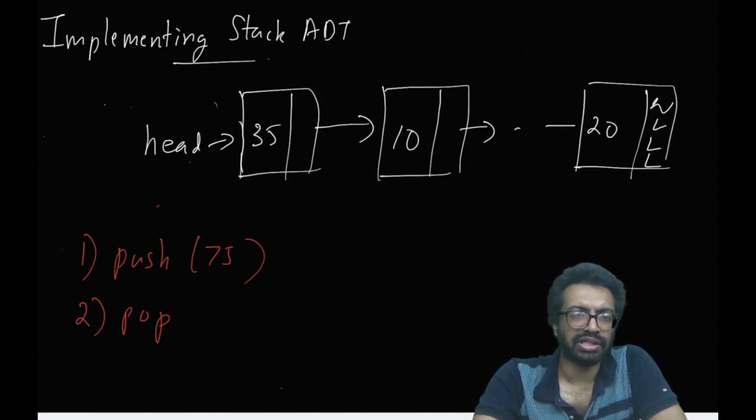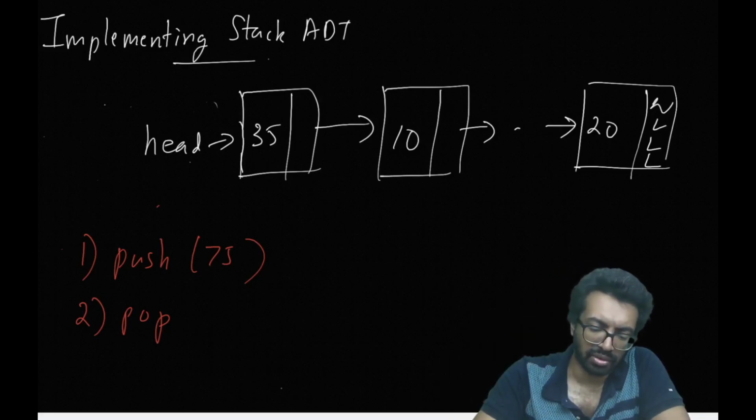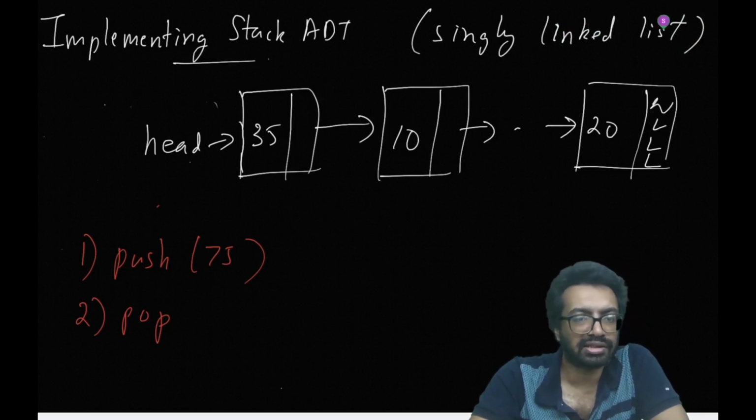So pop is also easy to implement. We saw just one node. We didn't have to traverse the entire linked list. So it's also very easy to implement. A singly linked list can implement the stack ADT.